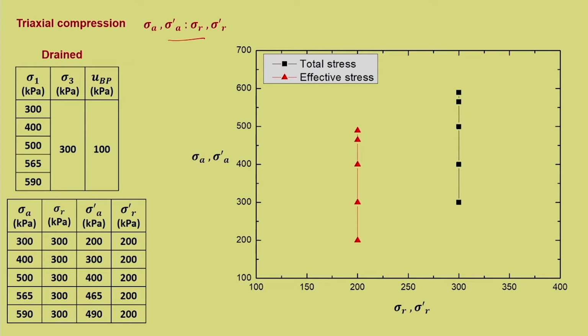So how will the plot look like? The plot will look like this, with sigma A dash on the y axis and sigma R dash on the x axis. Here the total stress is plotted. We can see that sigma A is increasing and sigma R is constant. So that is what is given, and sigma R dash is constant at 200 and sigma A dash keeps increasing. It is increasing in this direction for both; this is the total stress as you can see here, and this is the effective stress.